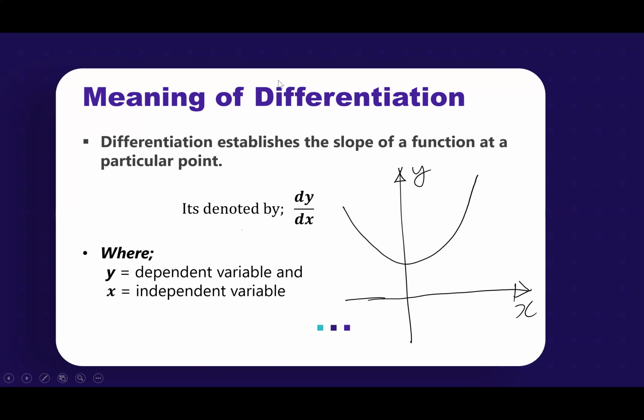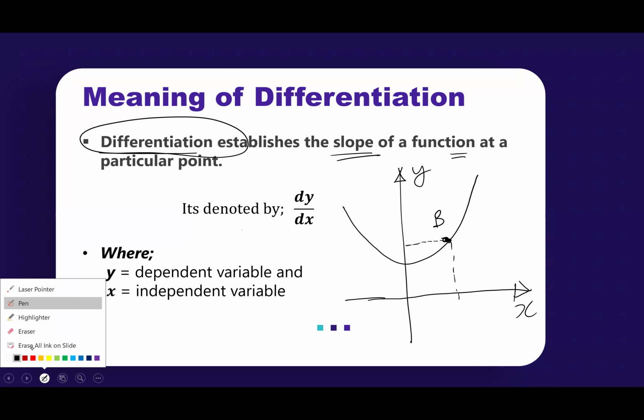So the only way to determine the gradient of a curve like this one here is to go through what we call differentiation. Differentiation helps us to get the slope of a function at a particular point, for instance, I could be looking for the slope at, let's say, point B here.